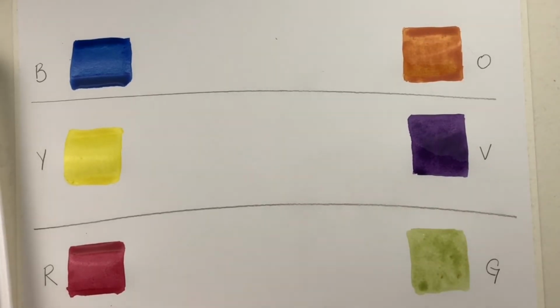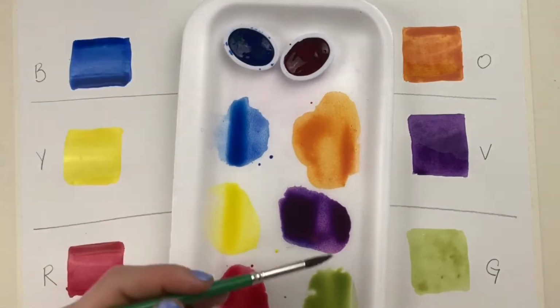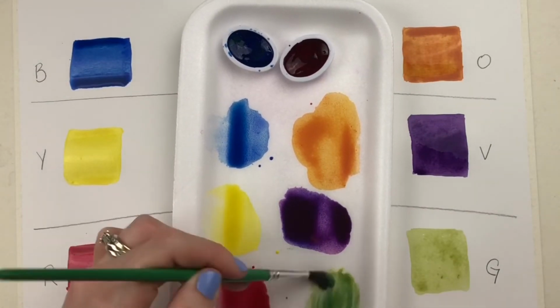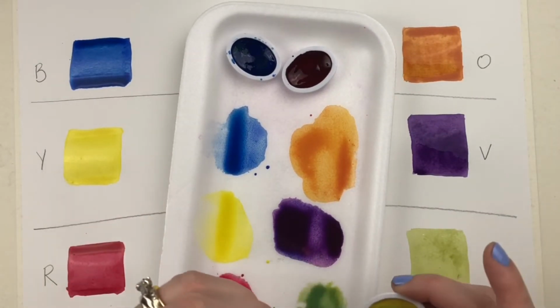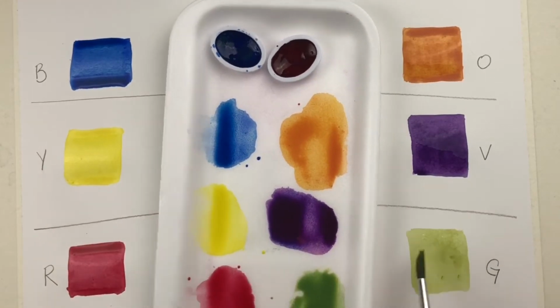Now I think that green might be a little bit too light, so I'm going to add some more and mix up a thicker version. And while it's still wet, I'm going to deepen that color a little bit more. I think that looks better.